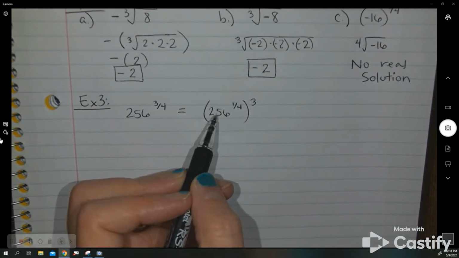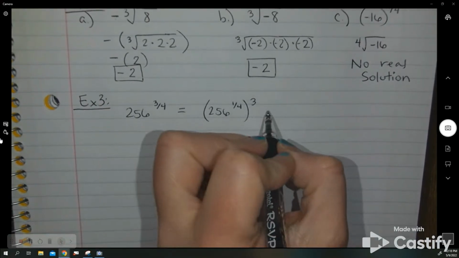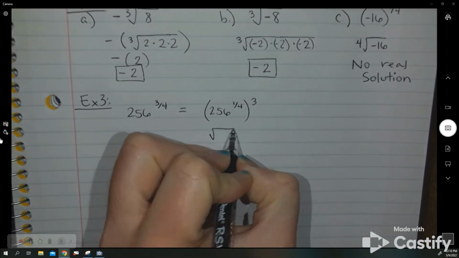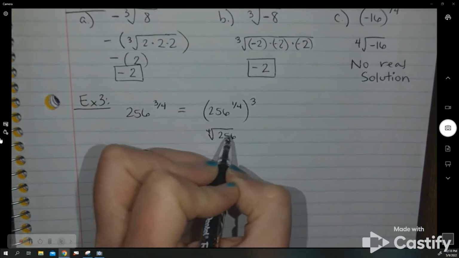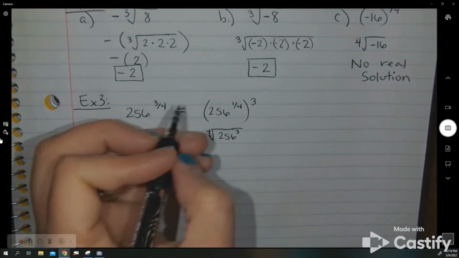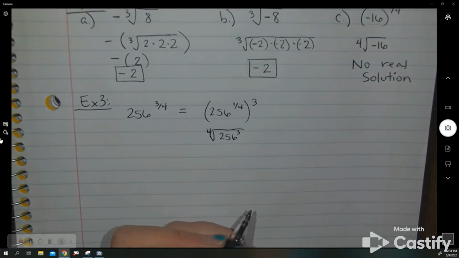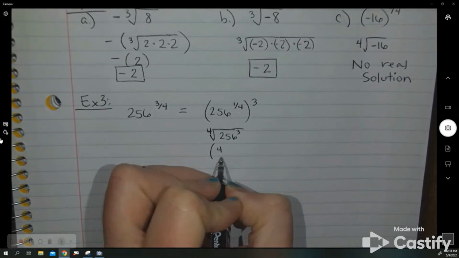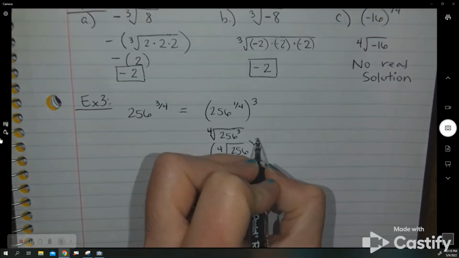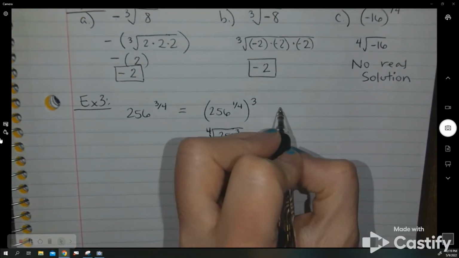Another way that I could write it, because sometimes you'll be asked to write it as a radical, is as the 4th root of 256 to the 3rd power, putting that power underneath the radical. Or I could write it as the 4th root of 256, and then the answer to the 3rd power. So those are 3 different ways, but they all get us to the same conclusion.